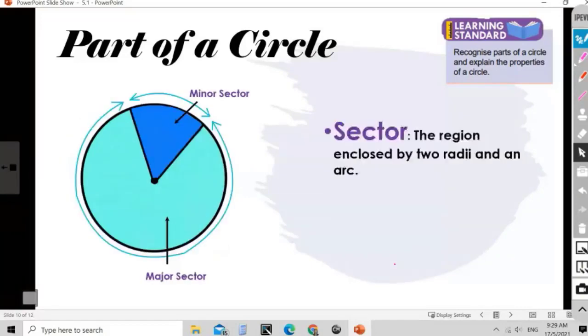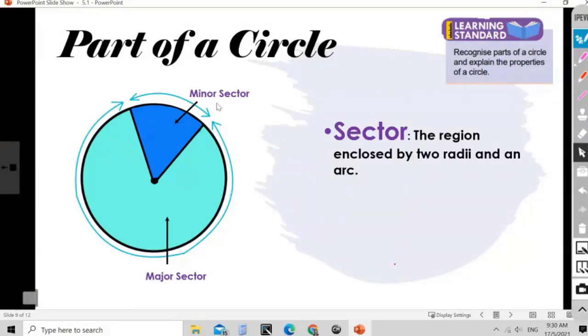Okay, so back to this one. This one is the sector. This is called radius. Radius. In BM, we call it jejari. You all learned in primary school already. In BM, what is the arc called? Everybody knows. If this is jejari, what is this called? Lengkuk, panjang lengkuk. So the region enclosed by two radii and one arc.